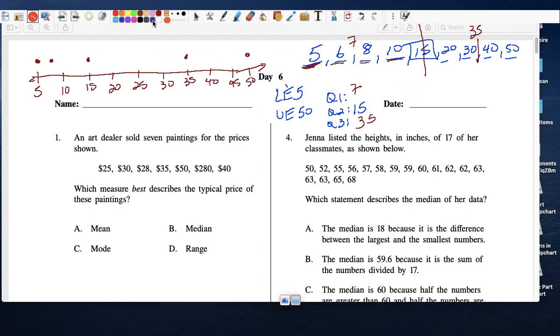Now from that, you create the box plot right here. Now, what did that do?